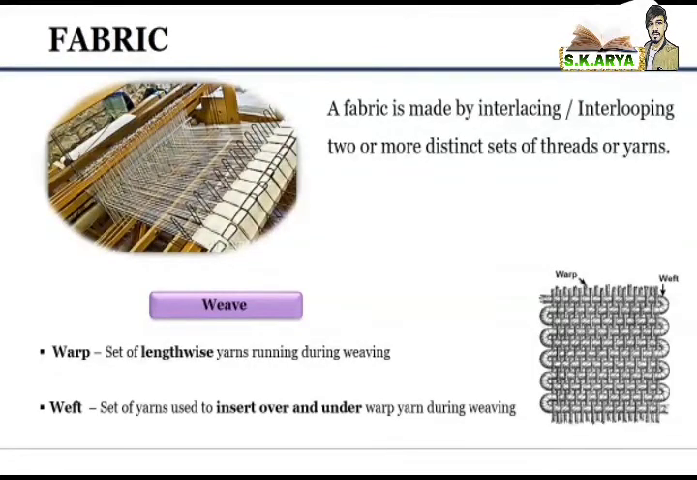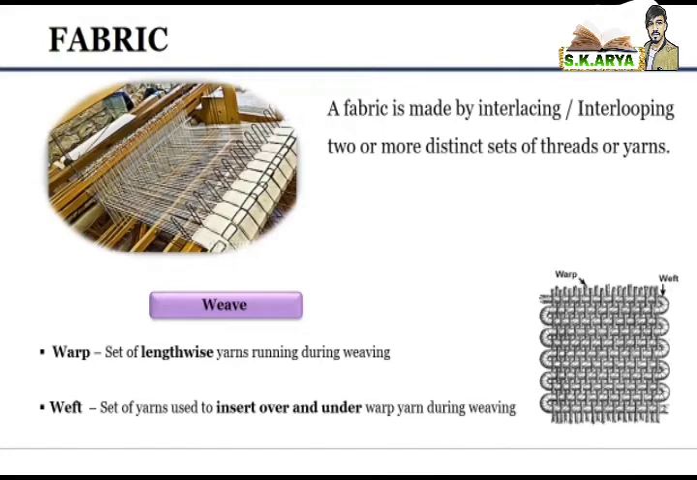There are two techniques that are used to make the fabric, namely weaving and knitting. Let's understand them one at a time. A fabric is made by interlacing or interlooping two or more distinct sets of threads or yarns.